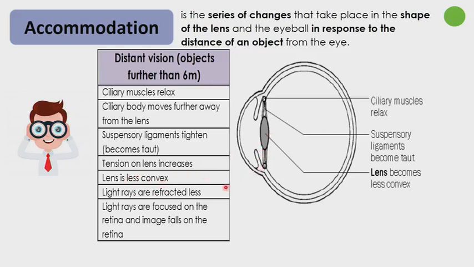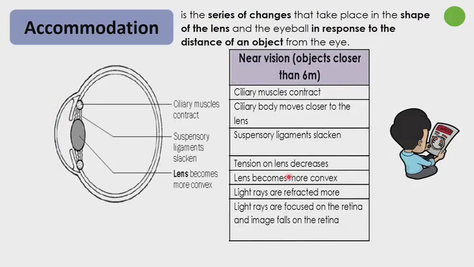This will result in the light rays being refracted less. And to end it all off, the light rays are focused on the retina and the image falls exactly onto the retina. So as the light enters, it's going to bend, and we want it to fall exactly on the retina at the back of the eye. So that refraction of light is going to take place, and obviously clear vision will be formed.